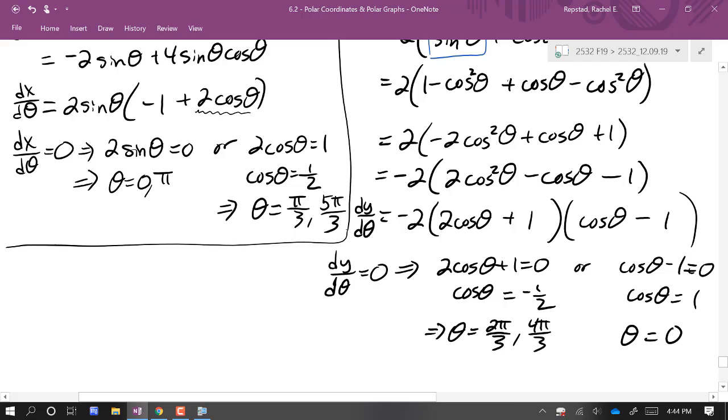So at this point, now that we've found the spots where both dy d theta and dx d theta are each equal to 0, we have to look for doubles. And at theta equals 0, we have a repeat. So that means we don't know what's going on at theta equals 0.